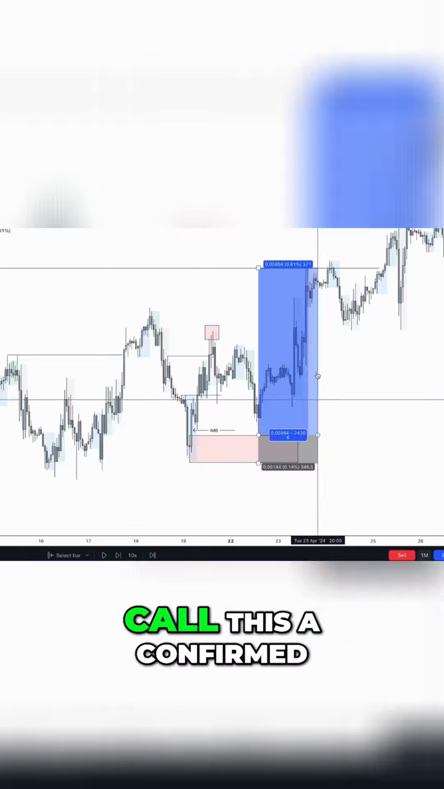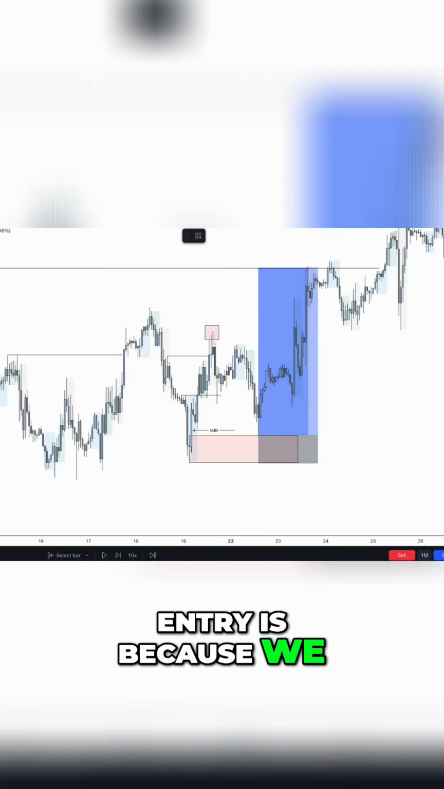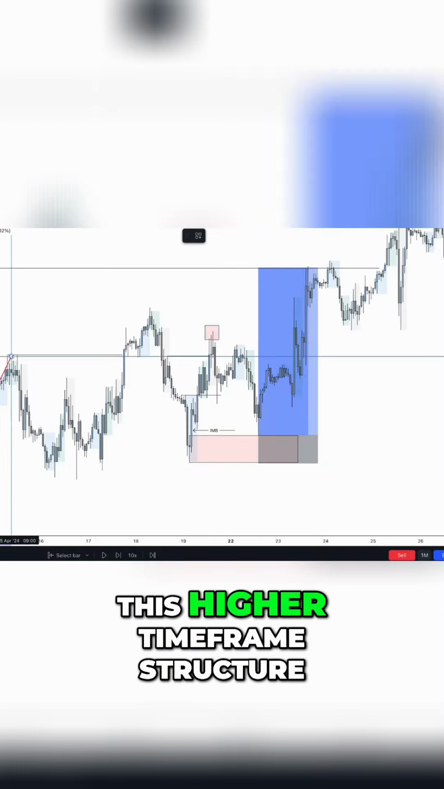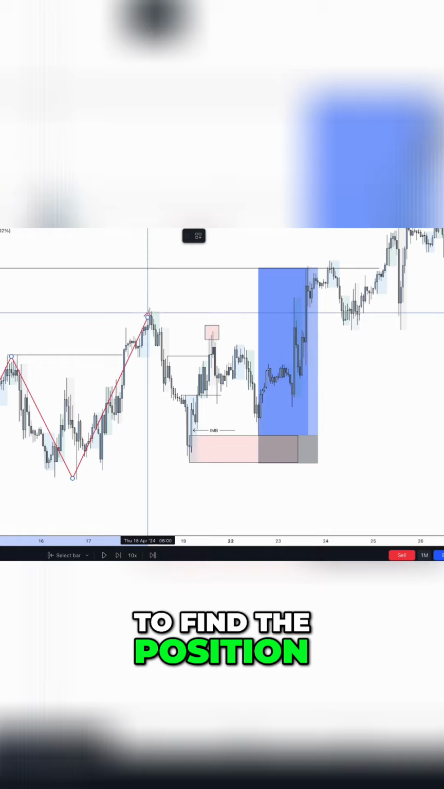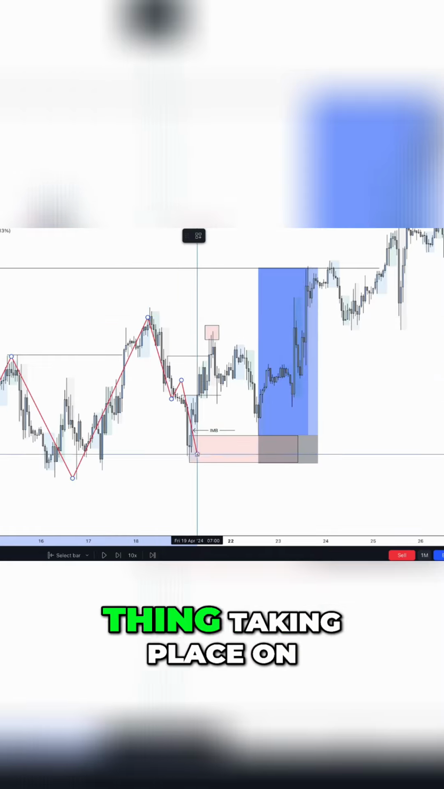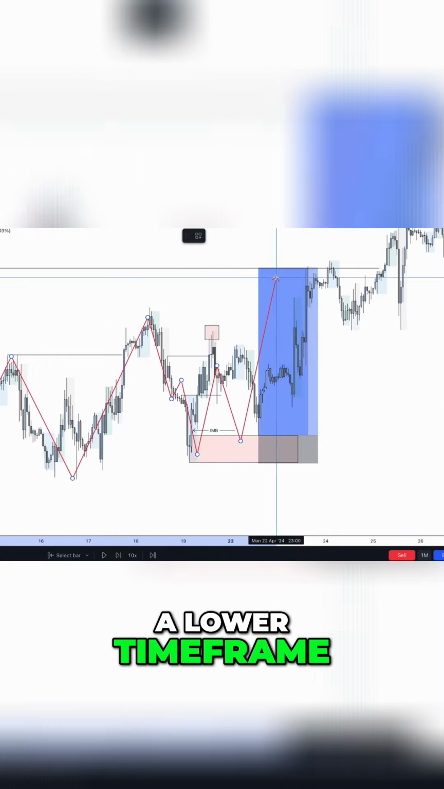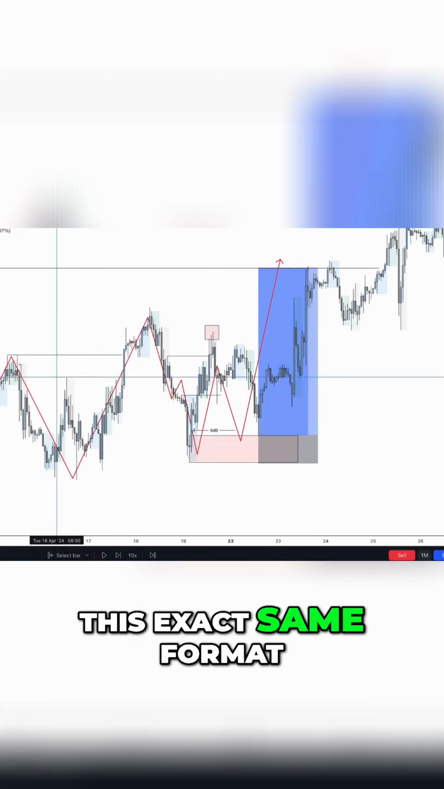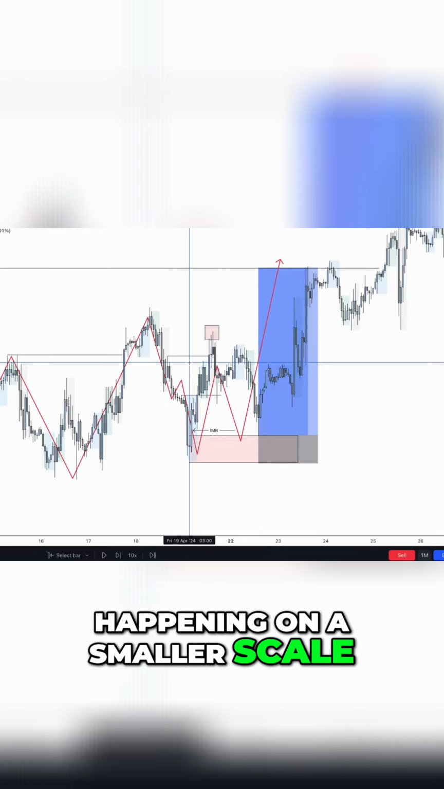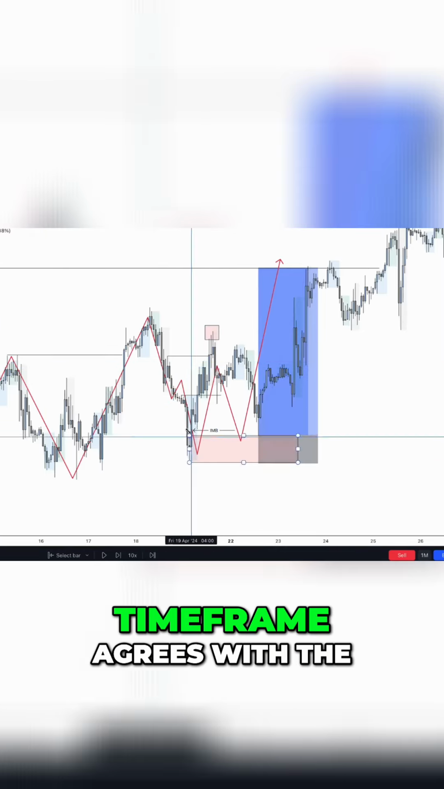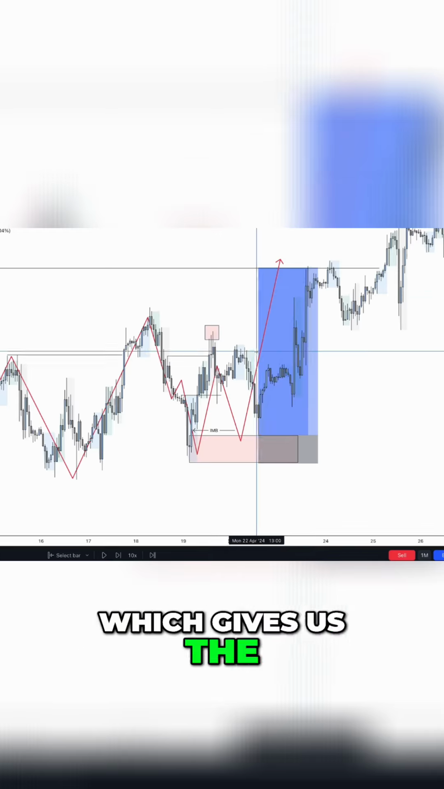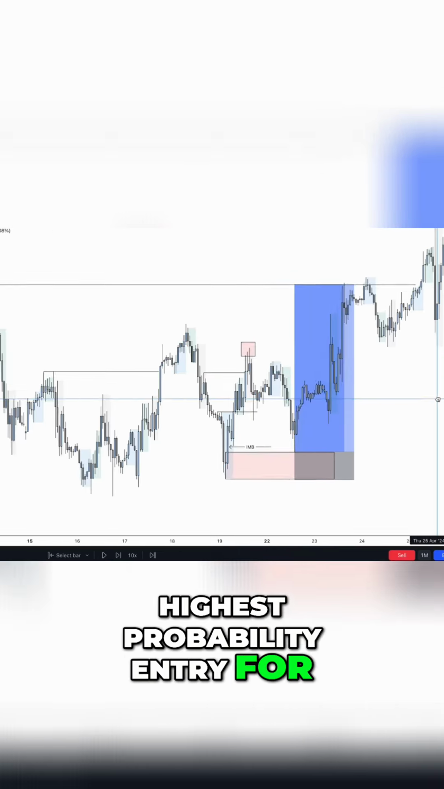And the reason we call this a confirmed entry is because we haven't just worked with this higher time frame structure to find the position, but we've actually now seen the exact same thing taking place on a lower time frame. So we basically have this exact same format happening on a smaller scale, which means the high time frame agrees with the low time frame, which gives us the highest probability entry for our positions.